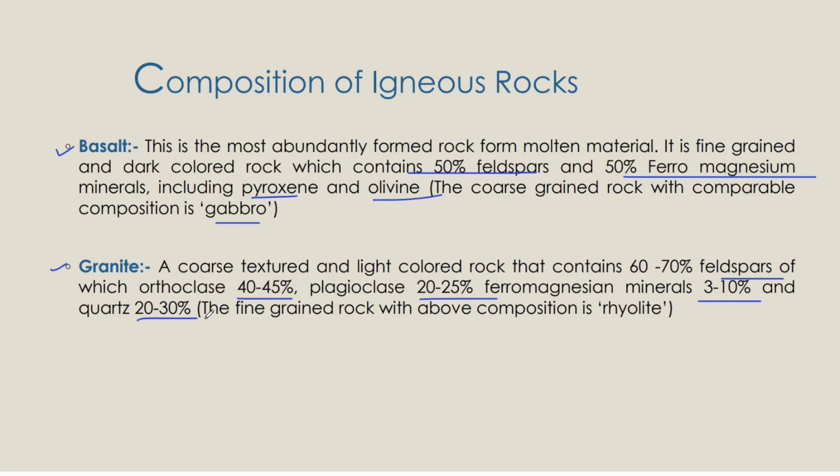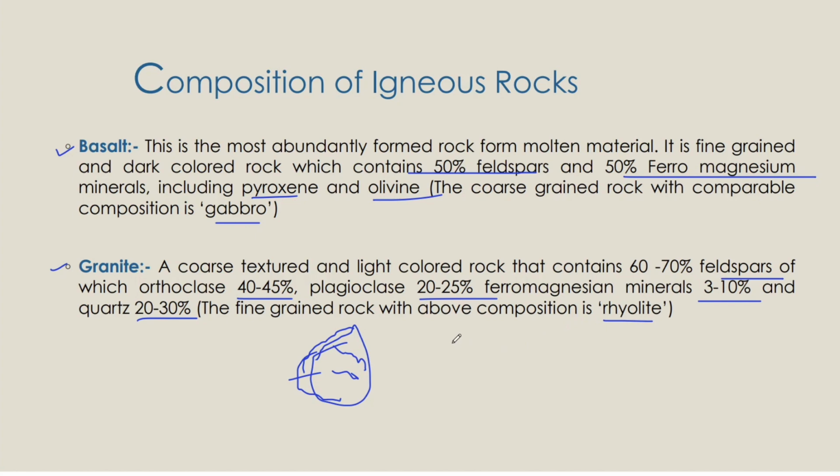So mainly if we see this, if it is a rock, then this part is comprised of factors other than feldspar. This 60 to 70% part is comprised by feldspar only, in which we have orthoclase, plagioclase, ferromagnesian minerals, and quartz. So the fine-grained rock with the above composition is rhyolite.